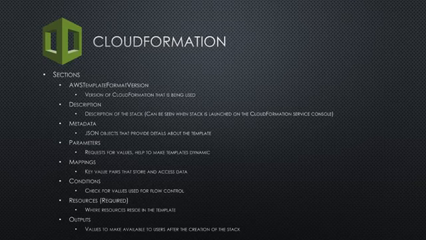Resources. This is the only required section of a CloudFormation template. And this is where you would create your resources. These are either your JSON or YAML objects. And then outputs. And this is a section that you can use to make values available to users after the creation of the stack. So I might say, I want to create an RDS. I want to create a database in my CloudFormation stack.